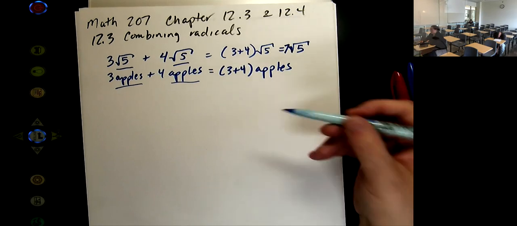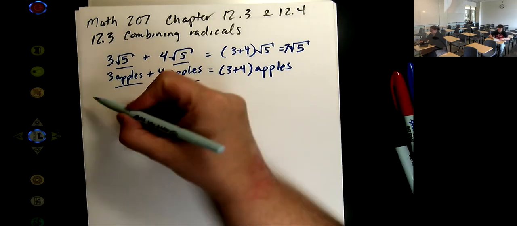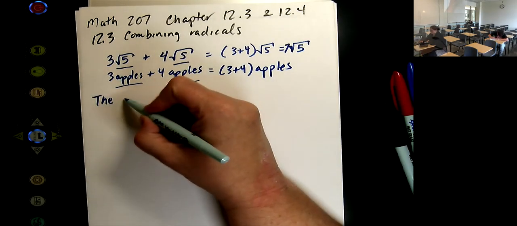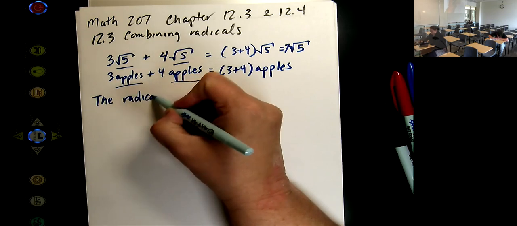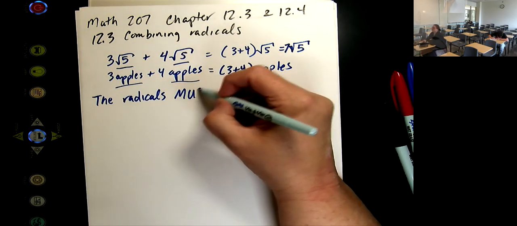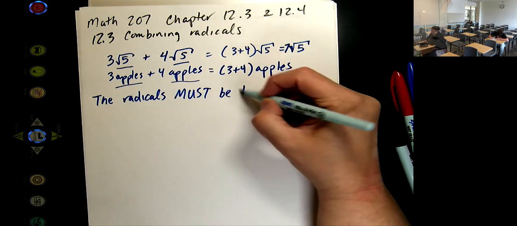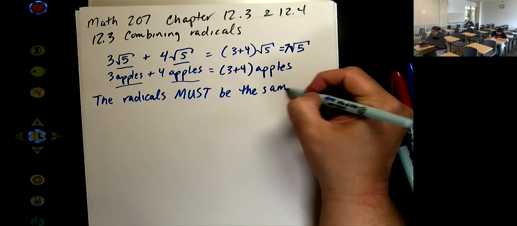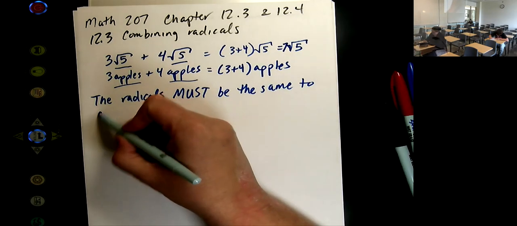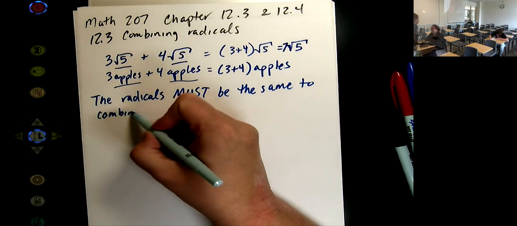It very much requires the radicals have to be the same. They must be the same to combine them through addition and subtraction.